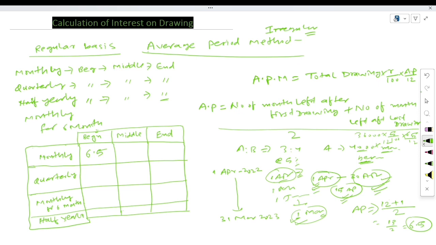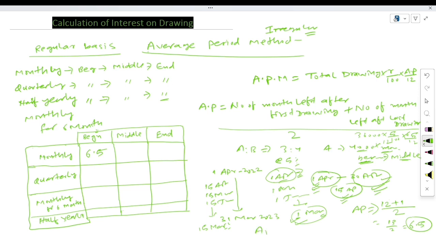If in the question it is mentioned that the person is withdrawing the amount at the middle of the month, not the beginning, then what would be the average period? What is your middle of the month? 15th April, your middle of the month. Then next middle, 15th May. Then next 15th June, like this. And last, 15th March will be the middle of the month.